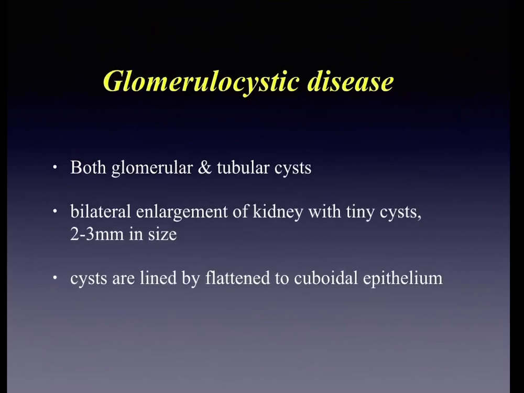So the other acquired disease will be glomerulocystic disease. So it can again present with both glomerular and tubular cysts. It results in bilateral enlargement of the kidney with tiny cysts. These will be lined by the flattened to cuboidal epithelium.